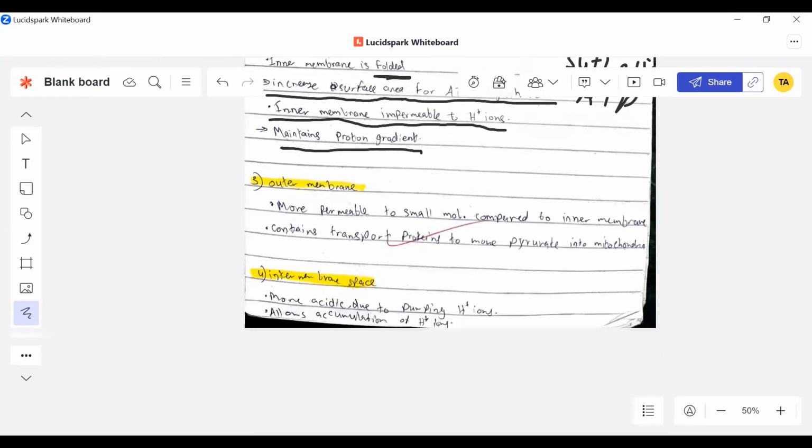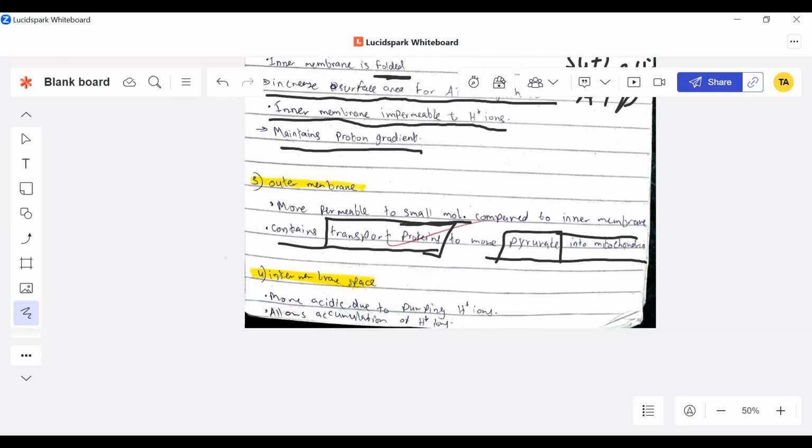Now, the outer membrane of the mitochondria is more permeable to small molecules compared to the inner membrane. And the outer membrane contains transport proteins to move pyruvate into the mitochondria. So when pyruvate from glycolysis moves into the mitochondria for the link reaction and Krebs cycle, this outer membrane will let pyruvate pass through. It has transport proteins which allow the movement of pyruvate into the mitochondria.